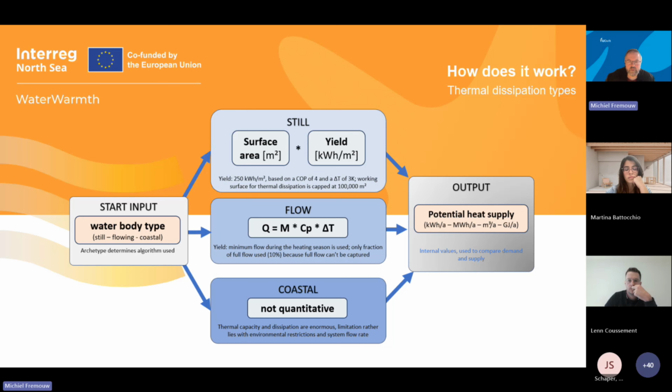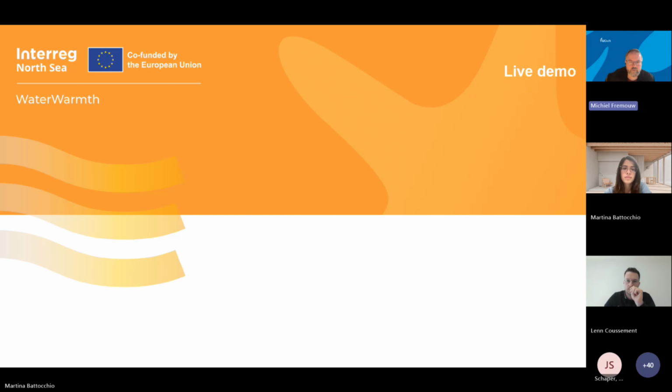Then you get an output. It's a potential heat supply. It's a simple calculation, so please do not start any business plans after you filled out the quick scan for 15 minutes. But it gives you an idea of the order of magnitude, if it's a match to the demand that you filled out or not. So then we go to the live demo.